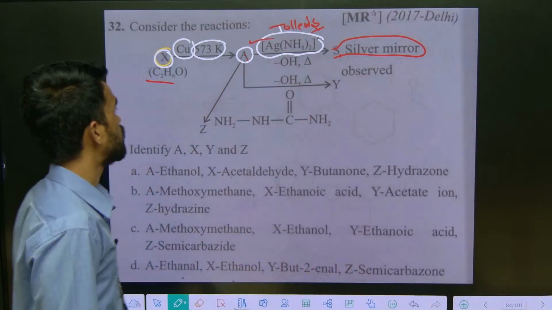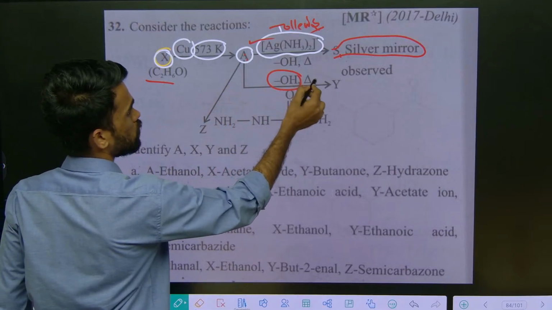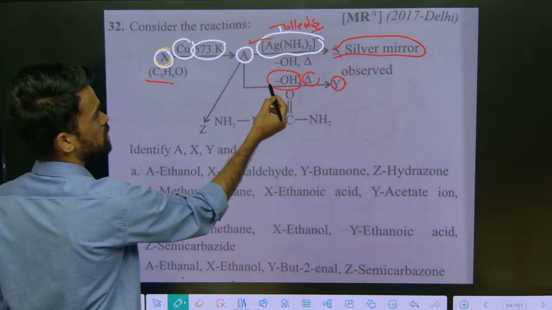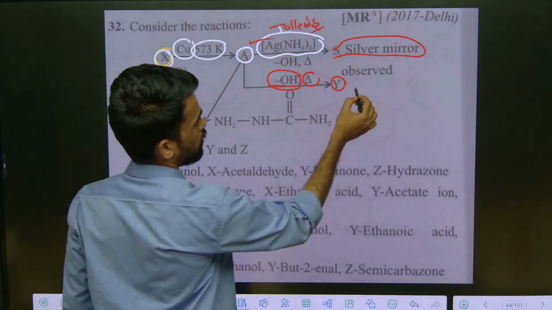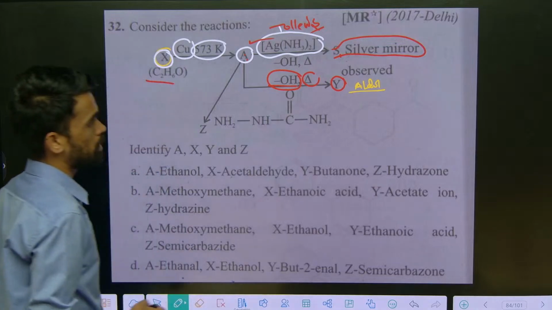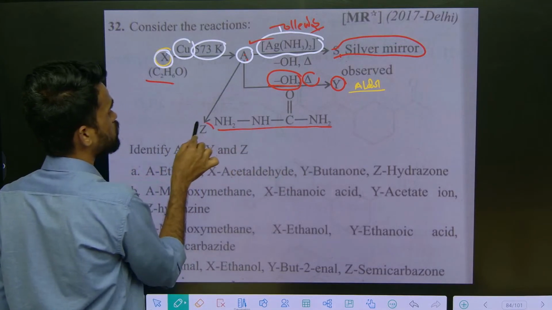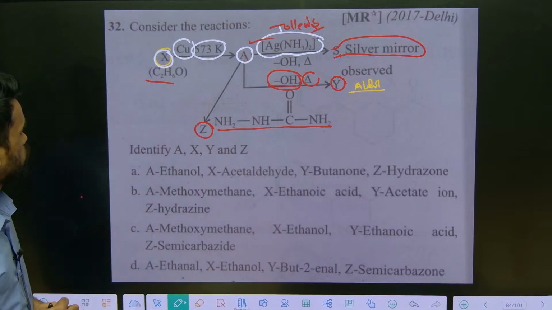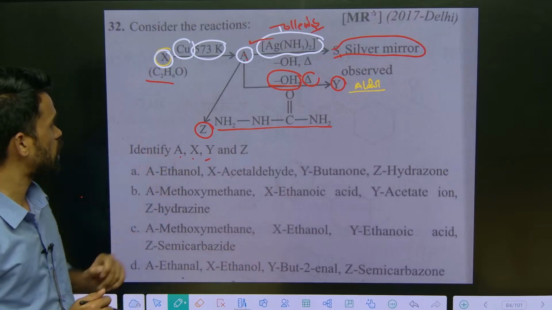A is an aldehyde. Now A treated with OH minus under heating conditions gives you Y. Treating with OH minus means this is what we call aldol condensation. Now A treated with semicarbazide will form a semicarbazone product, because A is an aldehyde. Now they are asking to identify A, X, Y, Z. It's very easy, do not worry about that.